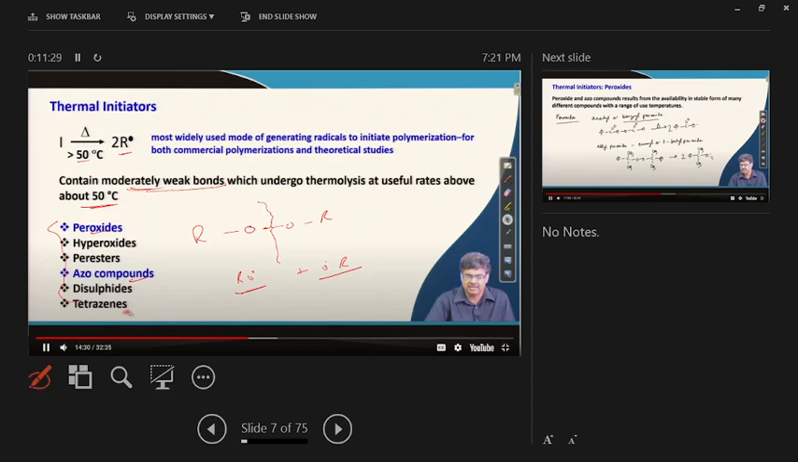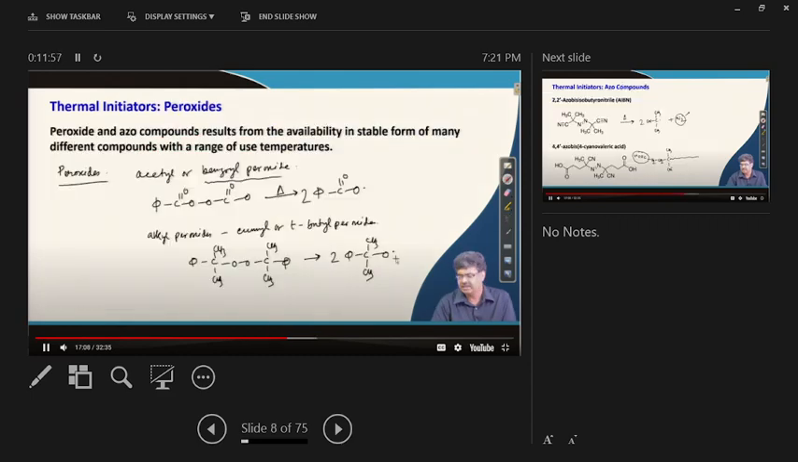which are used in polymerization. Some other types of initiators are also used, like hydroperoxides, peresters, disulfides, and tetrazenes. These are also used, but they are very specific to particular polymerizations. But peroxide and azo compounds are very common, used for laboratory as well as industrial purposes. See here, one example of an acyl or benzyl peroxide is given. Similarly, an alkyl peroxide is also given here.